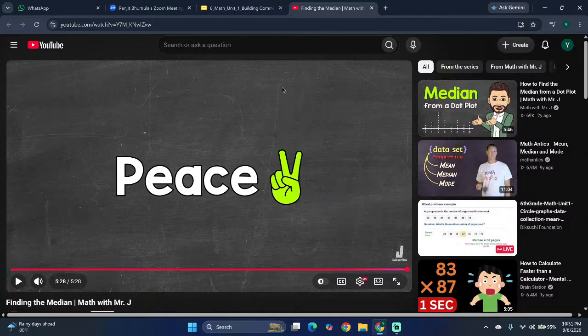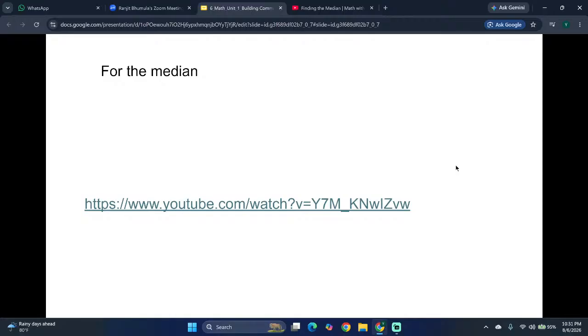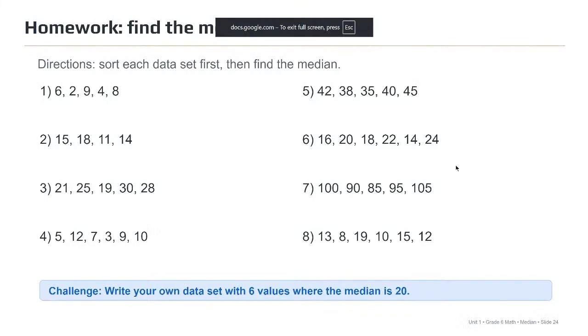So, this one is our median. Go on to the next one. Okay, homework. So, directions: sort each data set first, and then find the median. So number 1: 6, 2, 9, 4, 8.